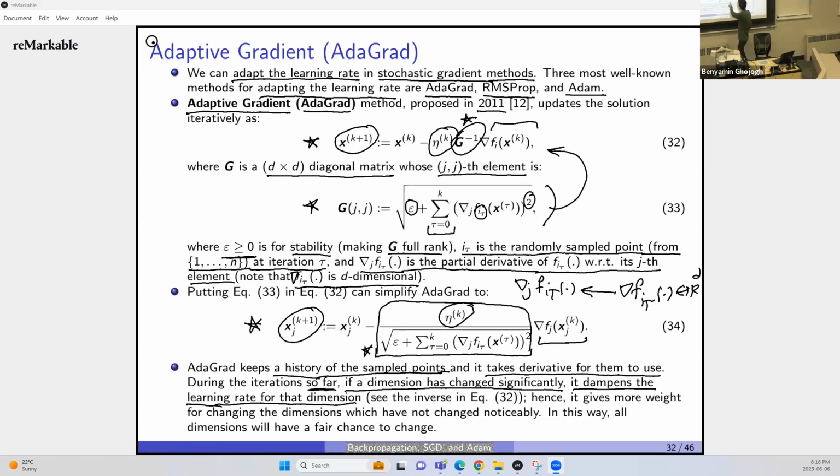So when it is eating all of the food of optimization, we dampen it. We say we don't want to move toward you anymore. Let's give a chance to other dimensions. Hence, it gives more weight for changing the dimensions which have not changed noticeably. In this way, all dimensions will have a fair chance to change. So it's an improvement, and this is the analysis. Fairness is important. This was AdaGrad.